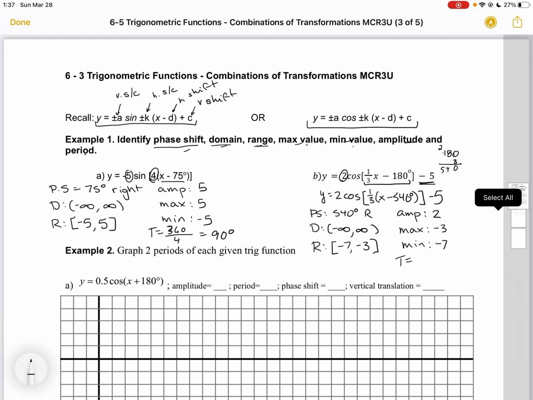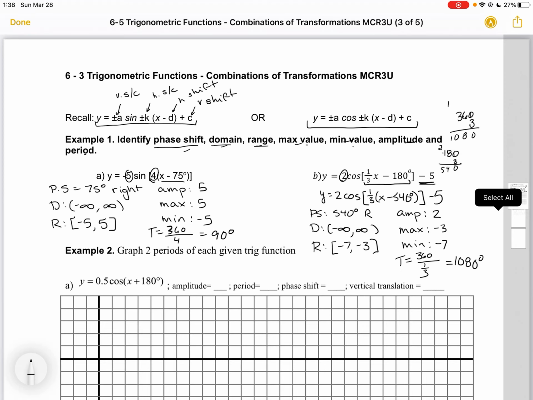And then the last thing that I need to figure out is the period, which in this case is 360 divided by K, which is a third. So 360 times 3, let's do that here. 0, 18, 9, so 1,080.